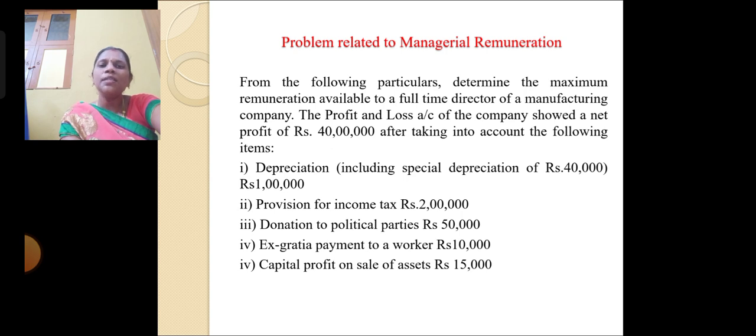The total depreciation amount is 1 lakh. Provision for income tax rupees 2 lakh. Donation to political party rupees 50,000. Ex gratia payment to worker rupees 10,000. Capital profit on sale of asset rupees 15,000.